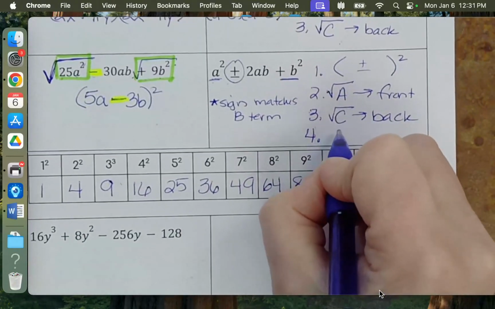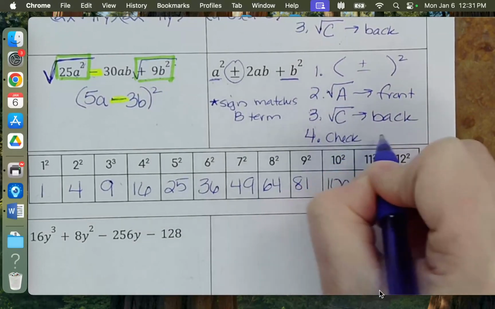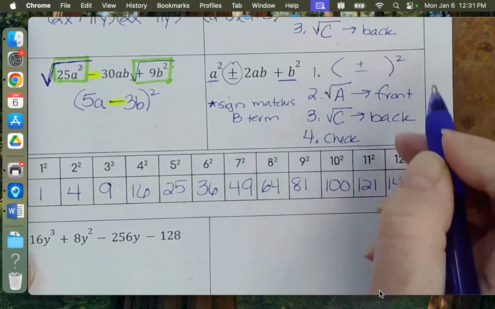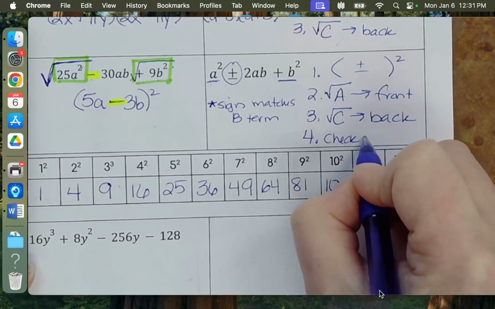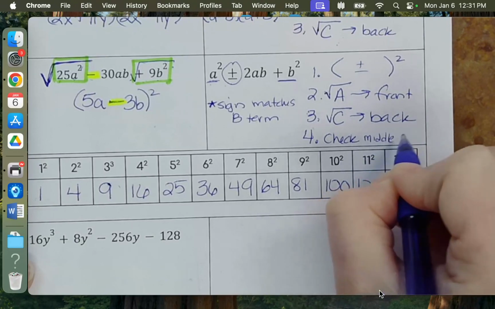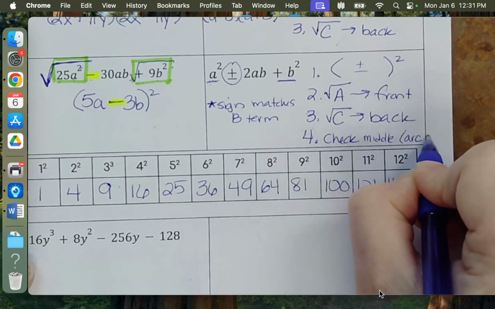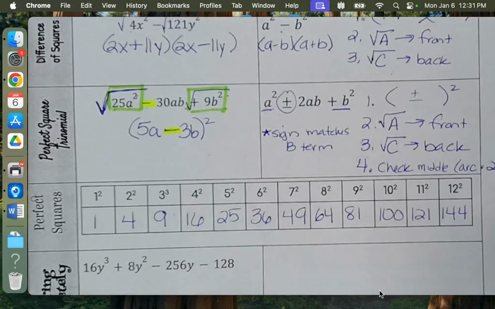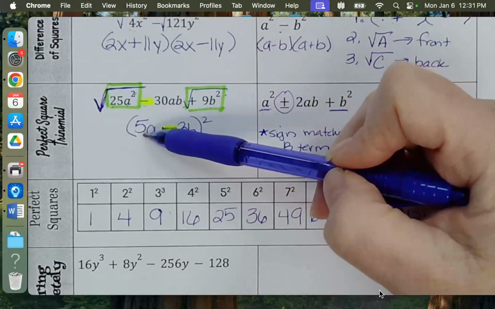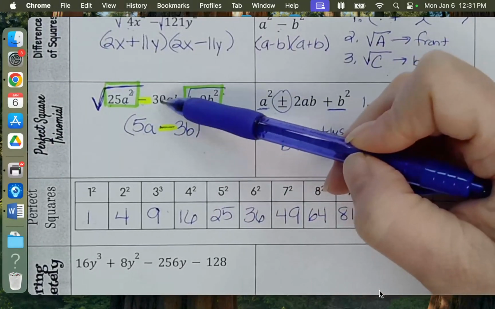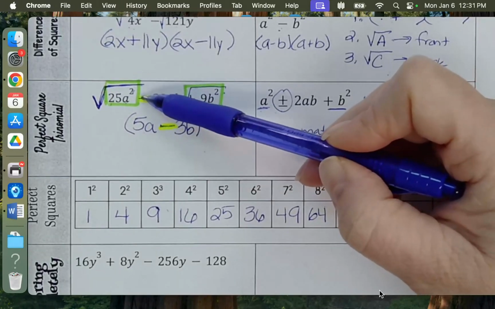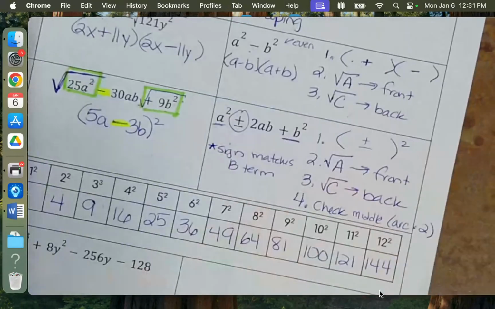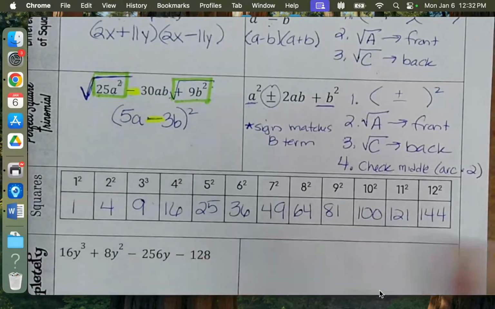And then what we have to do is actually check the middle term. And to check the middle term, I'm just going to say we're going to do the arc times 2, and I'll explain what that means. So as you notice, we use the front to put the front and the back to put the back, but we haven't actually looked at the 30 at all. We use the sign of it for the sign here, but we didn't pay any attention to the 30. That actually has to happen after you set it up.